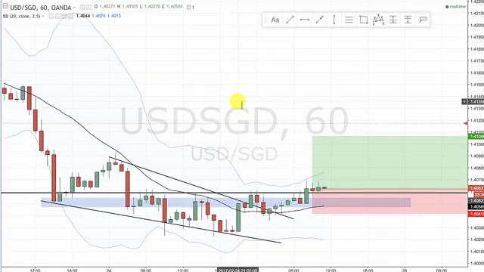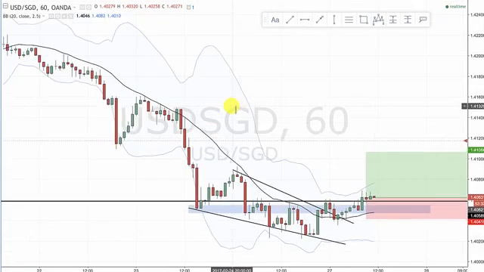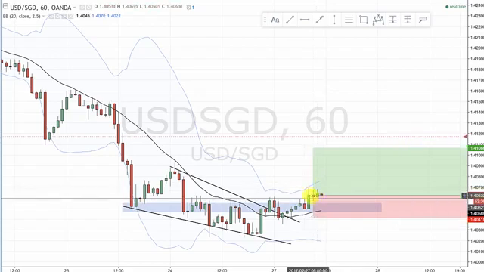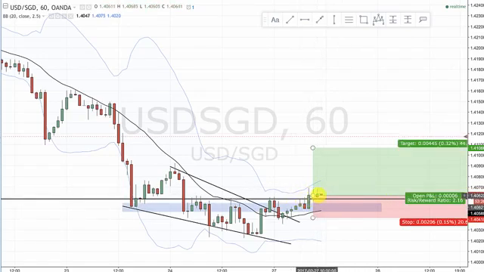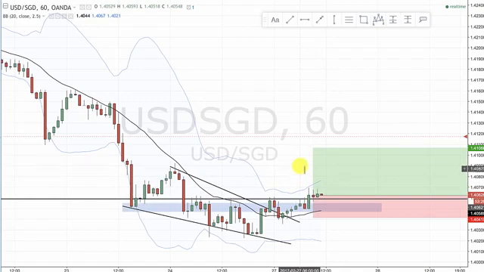And there was just an exit on the US dollar Singapore dollar. You can see here price did not do anything the last 2 hours. This candle just opened 6 minutes ago, so I closed the trade here at the open of this candle, which was then a break-even trade right at the entry.